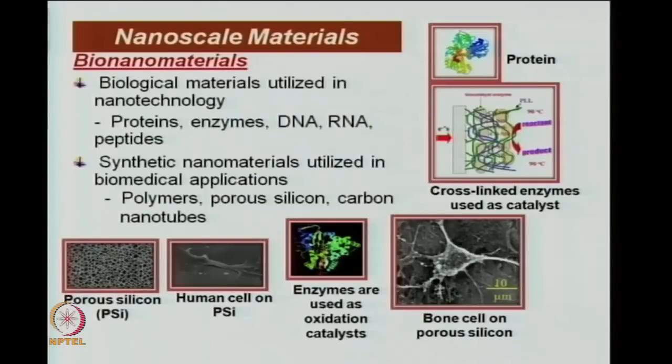There are other nanoscale materials or nanomaterials which have relation to biological molecules, and these are also having dimensions in 1 to 100 nanometers. The examples are proteins, enzymes, DNA, RNA, and of course peptides. And there are many applications in biomedical science which are based on the nanostructures and the utilization of the biological nanostructures in medical science.